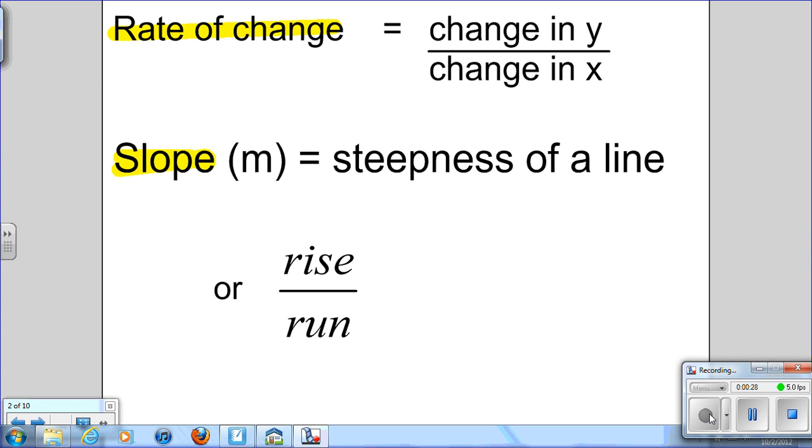Slope also can be described as rate of change, and what we mean is the change in the y values over the change in the x values. When you're looking at the graph of a line, it's an easy way to describe slope too, to say the rise over run. Rise meaning what's the vertical change, and run meaning what's the horizontal change.